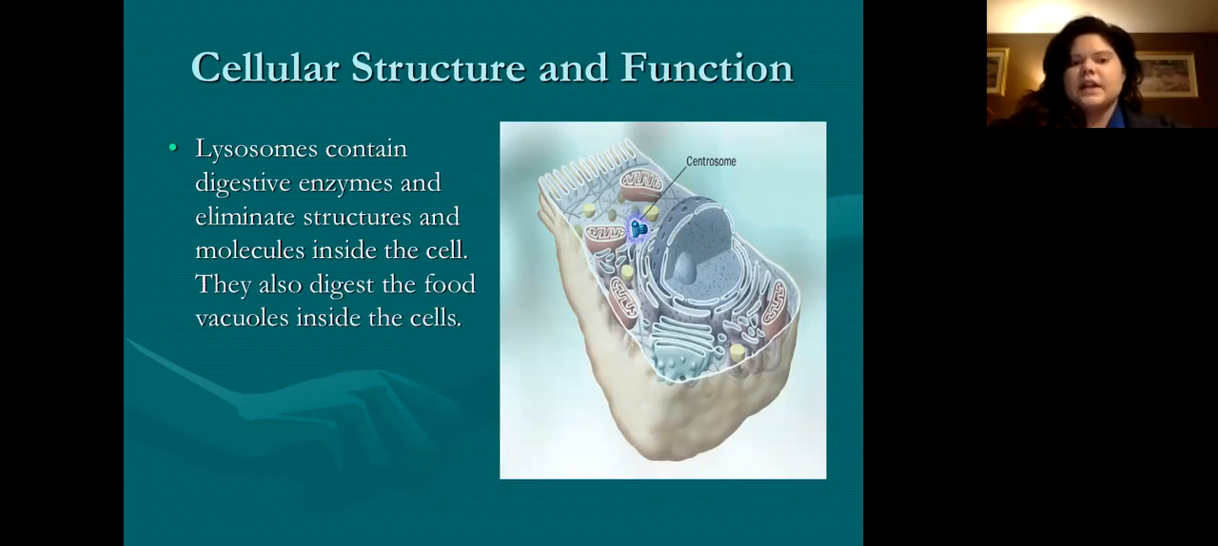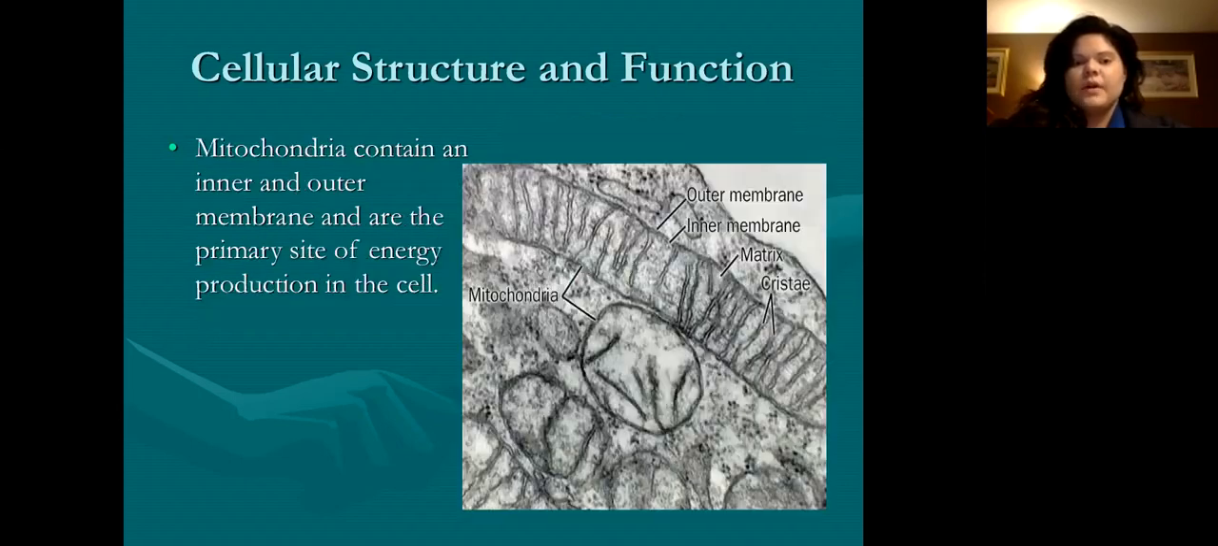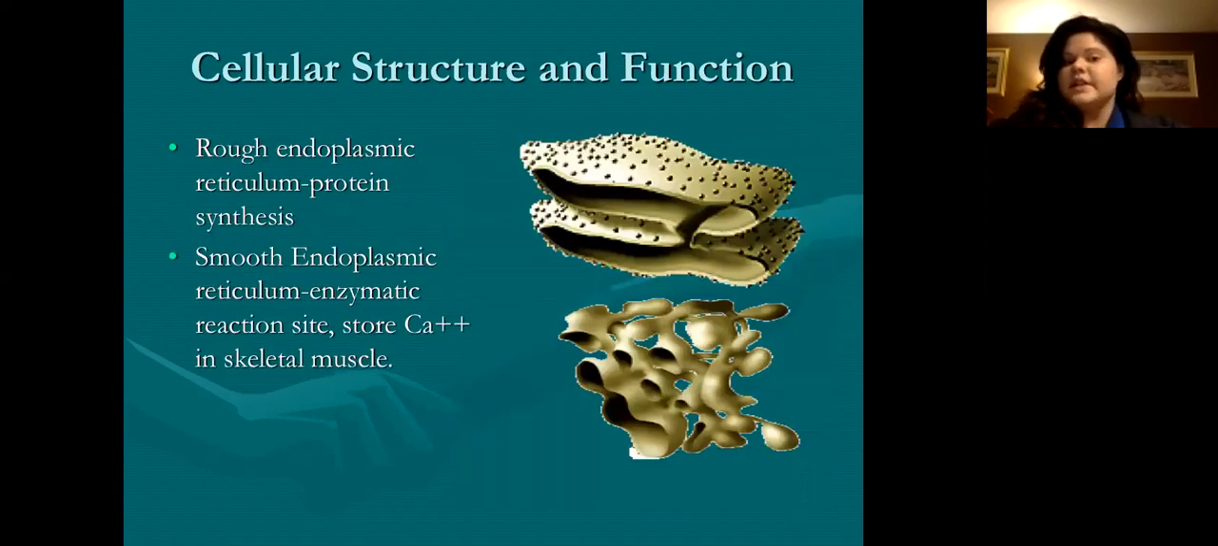Lysosomes contain digestive enzymes and eliminate structures and molecules inside of the cell. They also digest the food vacuoles inside the cell. Your mitochondria contain an inner and outer membrane that are the primary site of energy production in the cell. So they're the powerhouse, right? That's the mitochondria. You have rough and smooth endoplasmic reticulum. The rough one is going to be for protein synthesis, and your smooth is going to be more enzymatic reaction sites. So they're going to store your calcium in skeletal muscles for potential reactions.